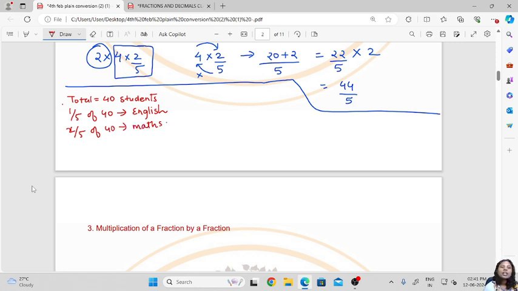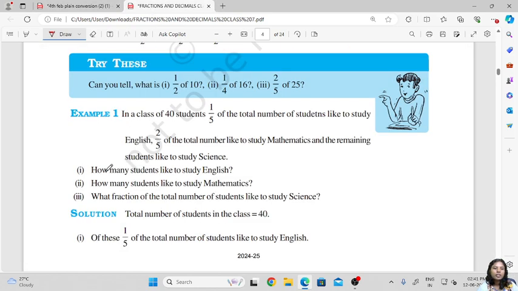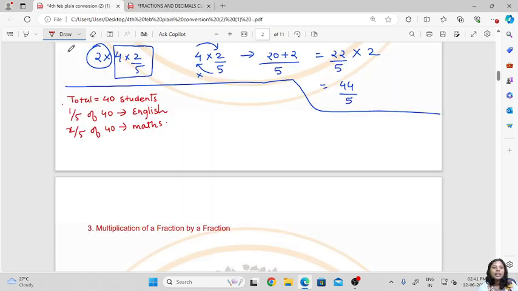So the first question here is how many students like to study English. This we know. 1/5 of 40 means 1/5 into 40. So here we'll get 40 upon 5. 5 ones are 5, 5 eights are 40. That means out of 40, 8 students like to study English.